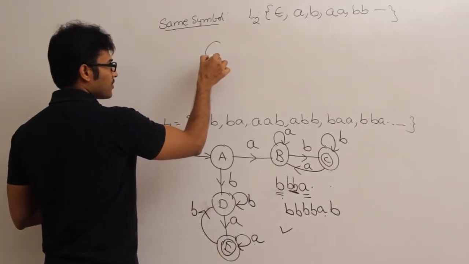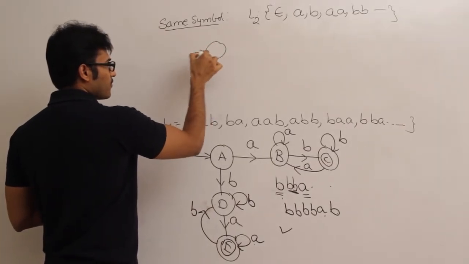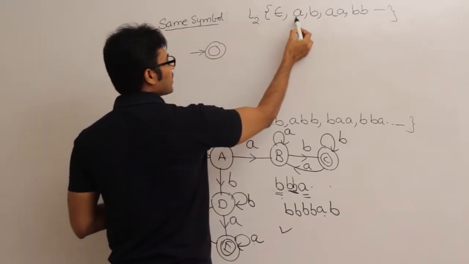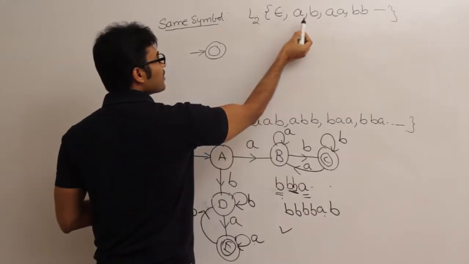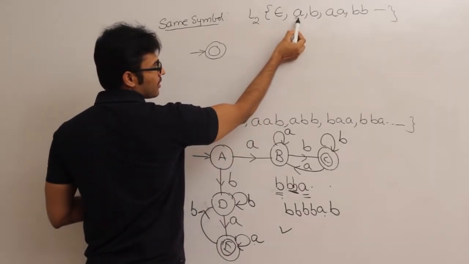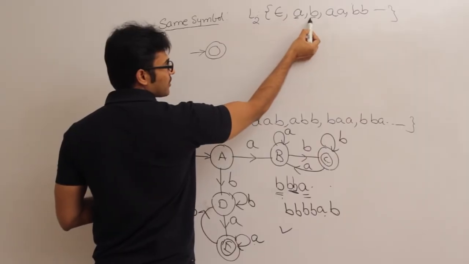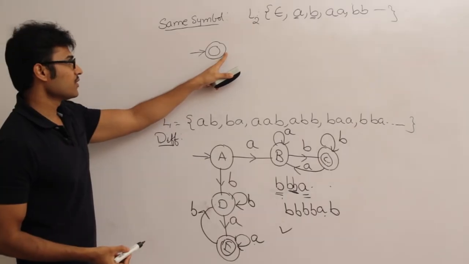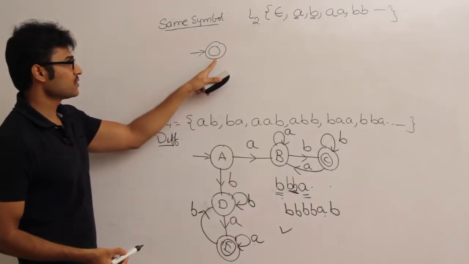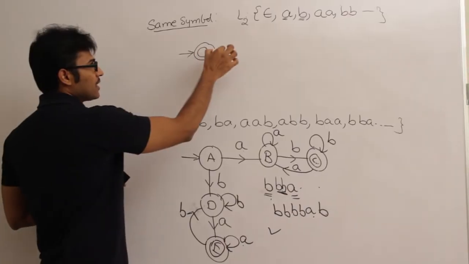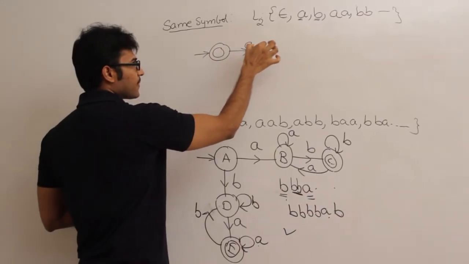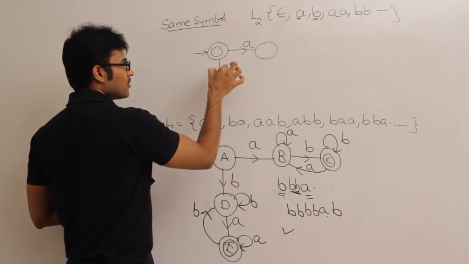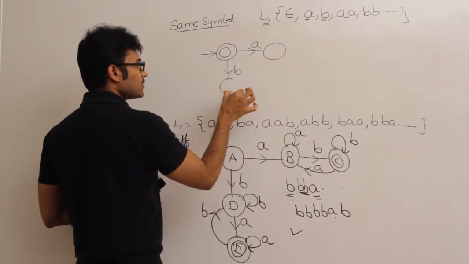Whenever we have to accept epsilon, I am going to have the initial state as a final state. Next, I have to accept A and I have to accept B, and I should even remember that a string starting with A should end with A and a string starting with B should end with B. I have to remember that at least. Therefore, for a string starting with A, I'll go in this direction, and for a string starting with B, I'll go in this direction.